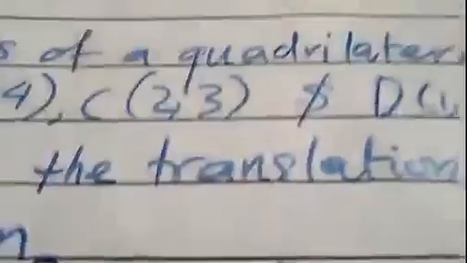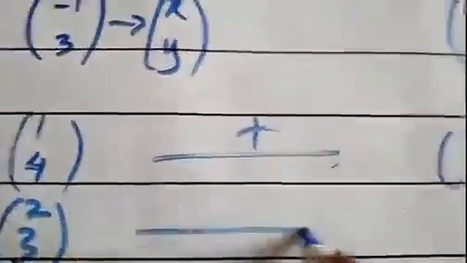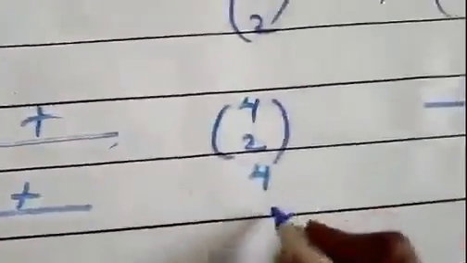Let's note the one for C. The coordinate of C, (2,3), is written as a column vector and added to the same distance apart, translation, or displacement vector. 2 plus 4 gives 6, then 3 plus 2 gives 5. So the image of C is (6,5).